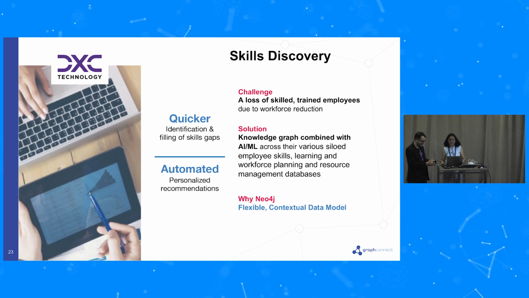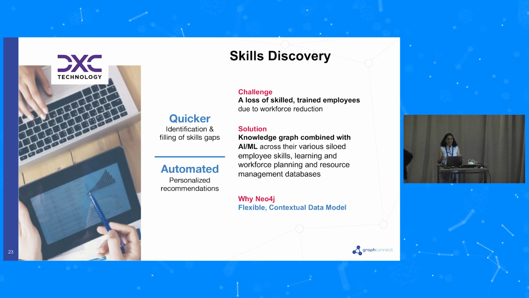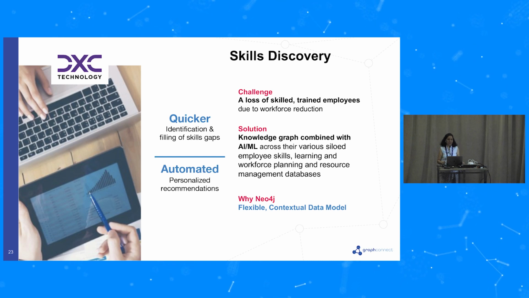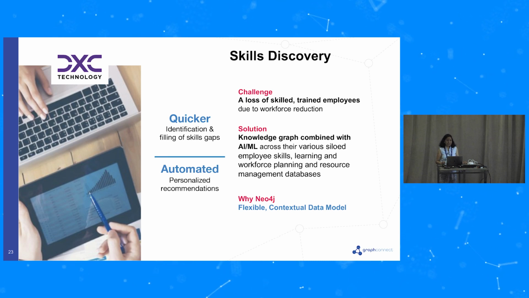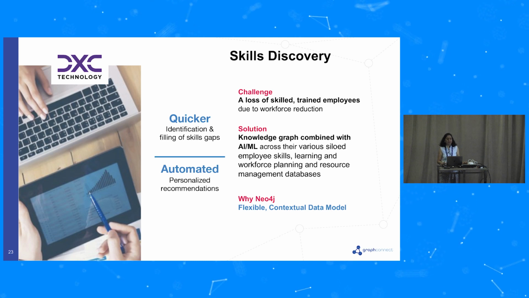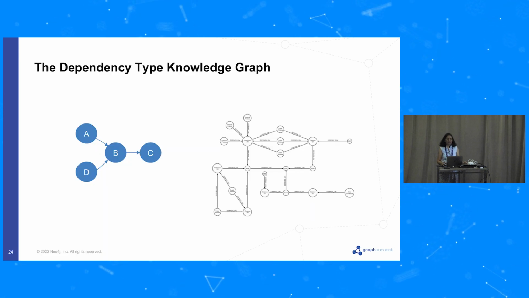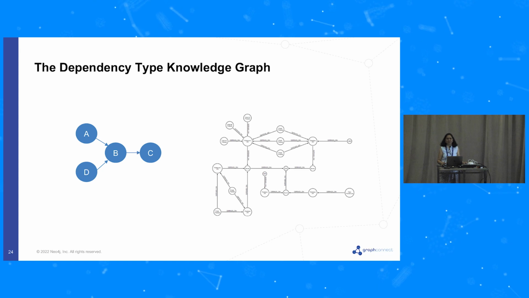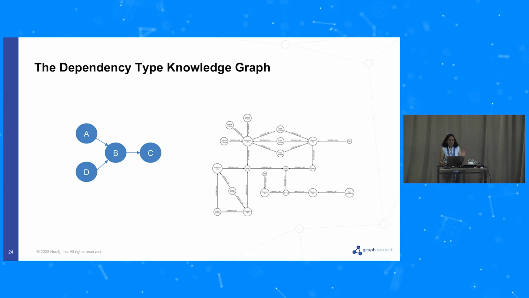All right, thanks, Jesus. That was a very comprehensive overview of the different types of knowledge graphs, the pattern matching knowledge graph and semantic search. What I'll do is I'm going to finish up with the dependency type knowledge graph. And here, I think I need to wake the audience up a little bit. So I'm going to play a little game.